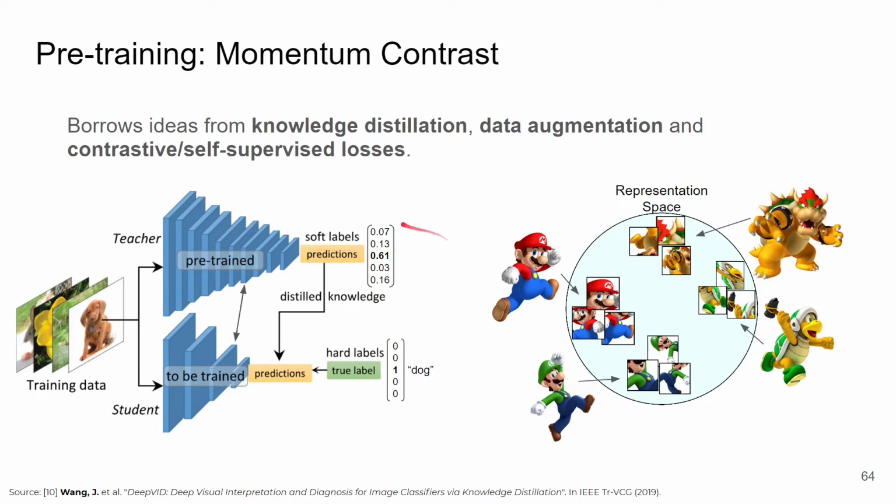which is telling us, okay, this could be 0.07 a cat, 0.13 a tree, but 0.61 it's a dog. So I'm mostly sure it's a dog, but I have some doubt among these other classes. So when using these soft labels to train the smaller network, it gets better at solving the task than if using only the hard labels. So this is knowledge distillation, like transferring this information to the smaller network.